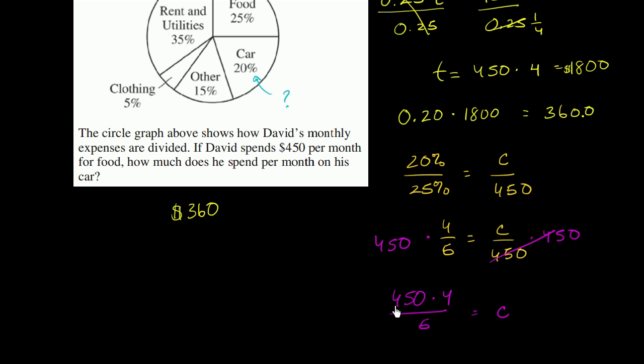Let's see, 450 divided by 5, that is 90. 90 times 4 is $360. So 360 is equal to C. So you could solve it either way, and there's probably other ways to think about it as well.